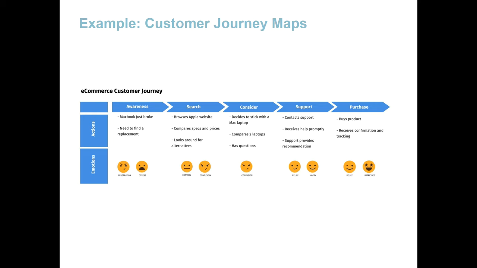So here's an example of a completed customer journey map in e-commerce, where the story is about when people buy a new MacBook. So this process for Apple starts when they go into the store, into the webpage, and start buying a product. The customer journey starts much earlier. For example, your old laptop just broke, and you need to find a replacement. Now, the emotion here is stress, frustration, anger. You might be in the middle of something.